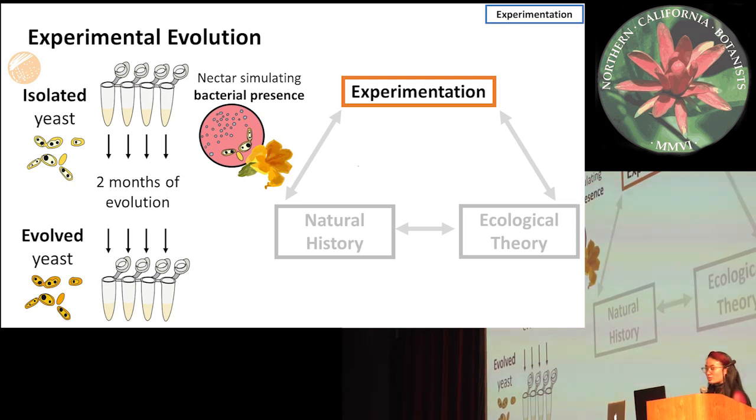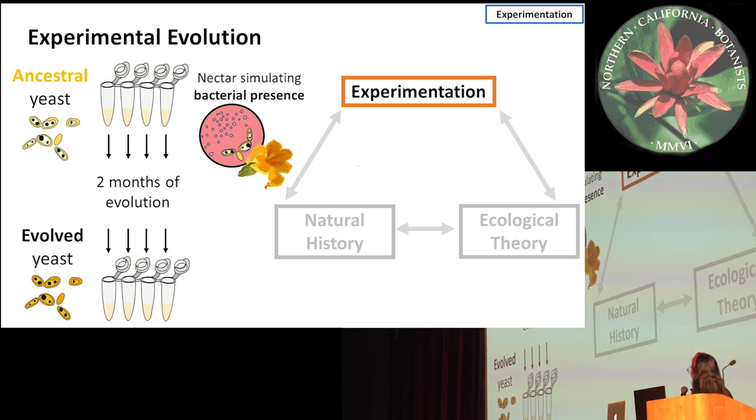At the end of 2 months, we had these evolved yeast. Remember, we started out with isolated yeast from the wild, and in the end, we had these yeast that were evolved. But instead of calling them isolated yeast, I'm going to call them ancestral yeast in this talk. That doesn't mean they came from millions of years ago. It means that they're ancestral relative to our experiment.